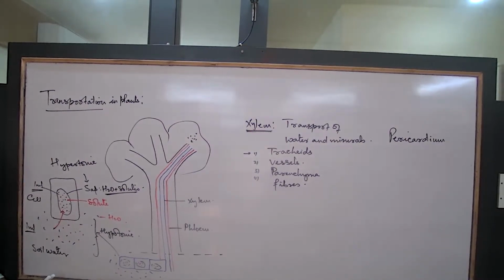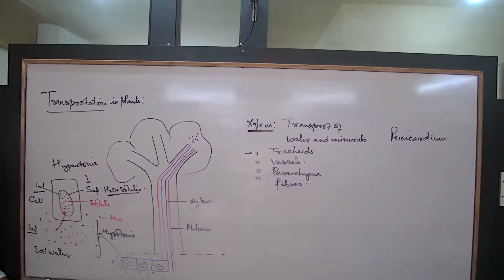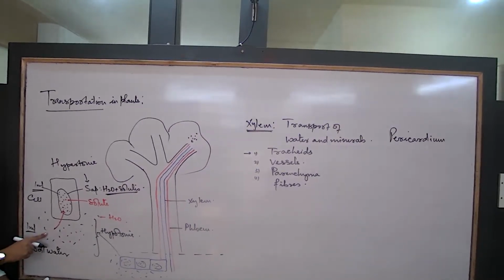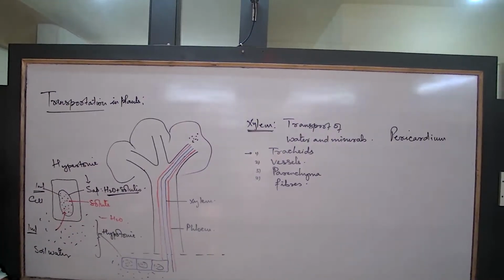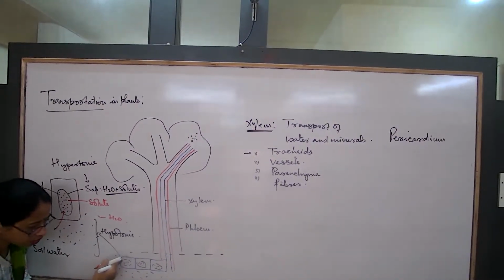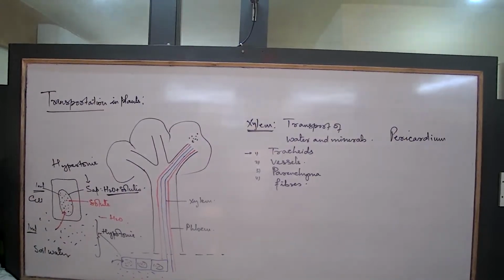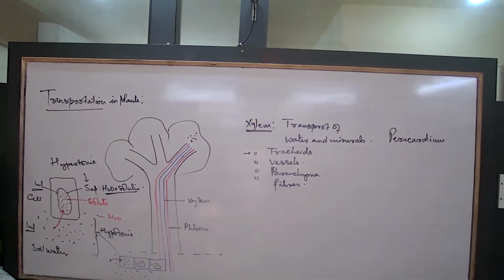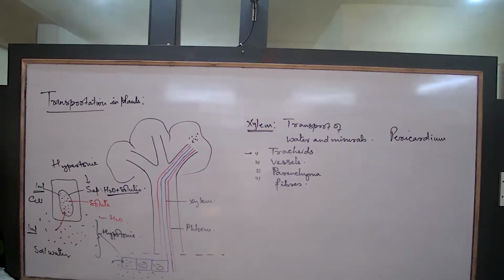So what is this process now? Osmosis. So what is the definition of osmosis? Movement of the water molecule from a region of high concentration to a region of low concentration. So this is the process. This is the reason why the water molecule is constantly entering the root cells. Constantly the water is absorbed by the root cells.